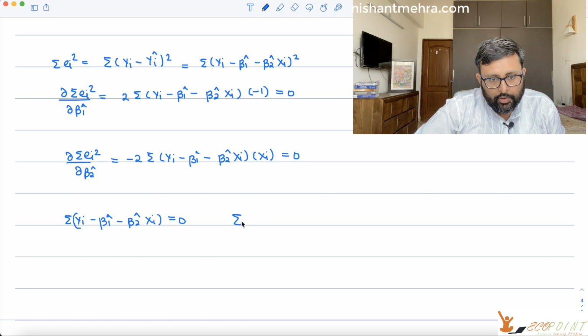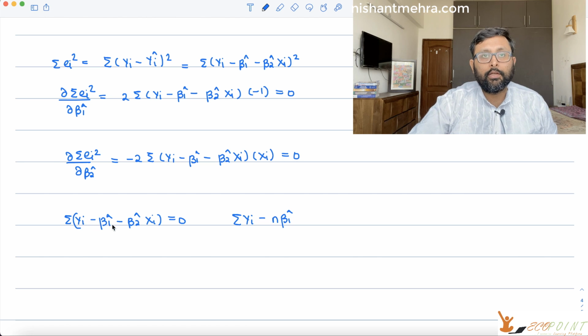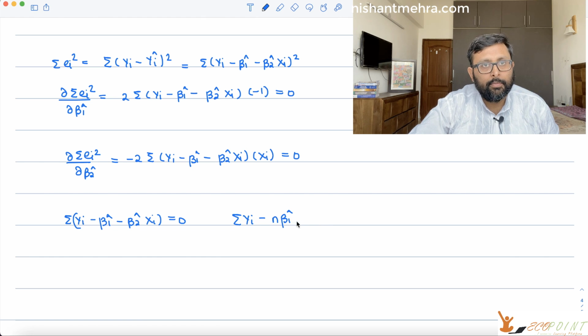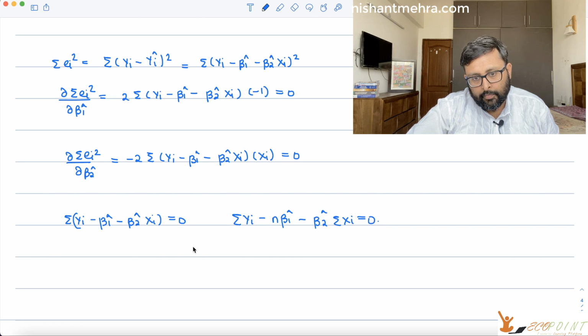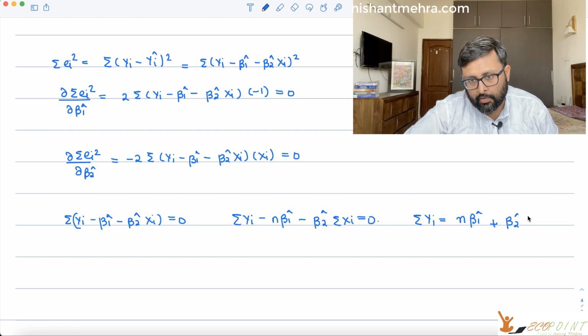So you can write it like this: summation of yi minus n beta 1 hat, because there are n terms out here. And what is the sum of a constant for n terms? It will be n beta 1 hat. It's a simple statistical rule. Beta 2 hat, being a constant, will come out of the summation sign. So I can write this as summation of yi equals n beta 1 hat plus beta 2 hat summation of xi.